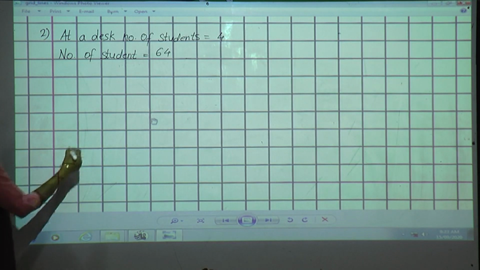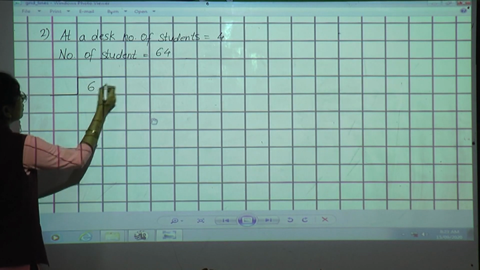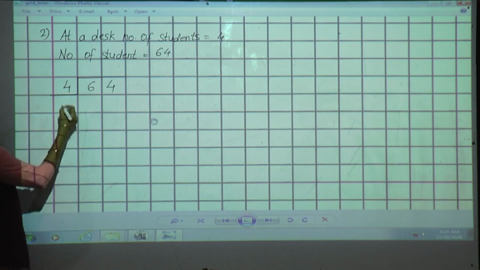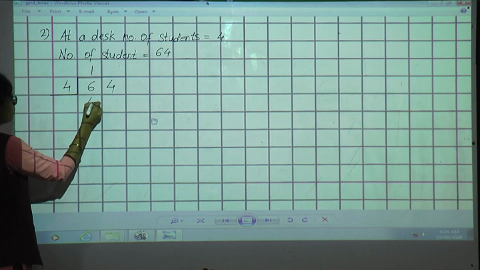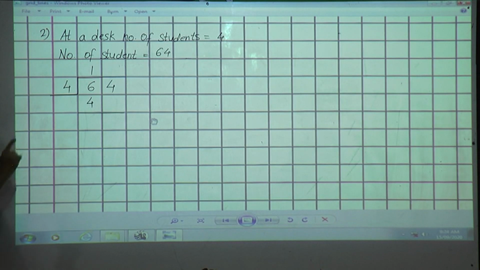What will we do? Yes, if we do 64 divided by 4, then we will get the number of desks. Now we will do it. See here, 64 divided by 4. Now see the first number here. At the tens place 6 is there. So divide the tens first. 6 divided by 4. 6 by 4. Yes, 4 ones are 4. Then do the subtraction. 6 minus 4, 2.